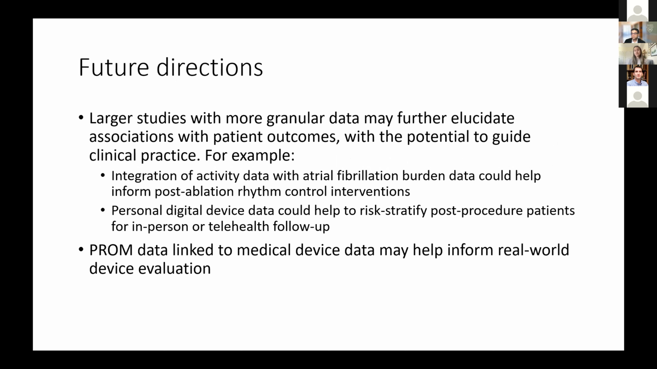Some examples of potential applications are the integration of activity data with atrial fibrillation burden data could help inform post-ablation rhythm control interventions. And personal digital device data could also help to risk stratify patients after procedures for in-person versus telehealth follow-up. Lastly, patient-reported outcome measures data linked to medical device data could also help inform real-world device evaluation.